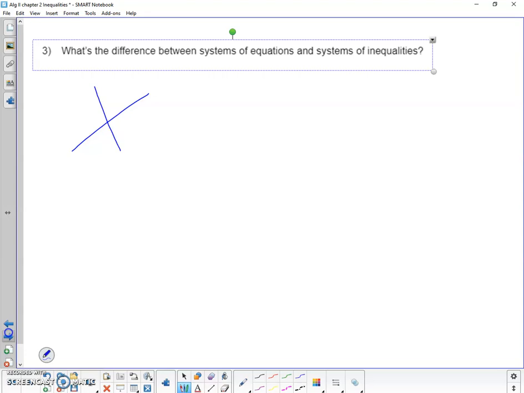Alright, systems of equations, right? When we graphed them, we were looking for that, right? The intersection. Okay, systems of inequalities, when we graphed them, we had that shaded area that met criteria for both, right? Okay, what's the difference?